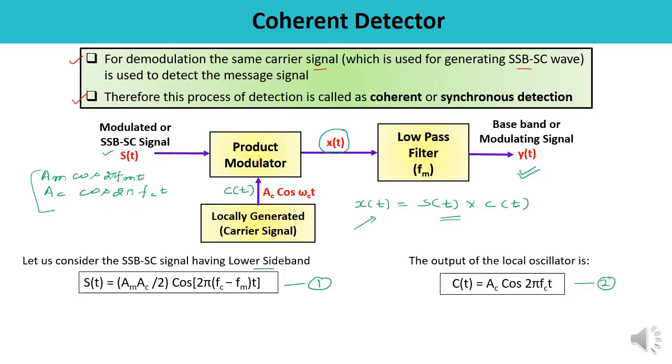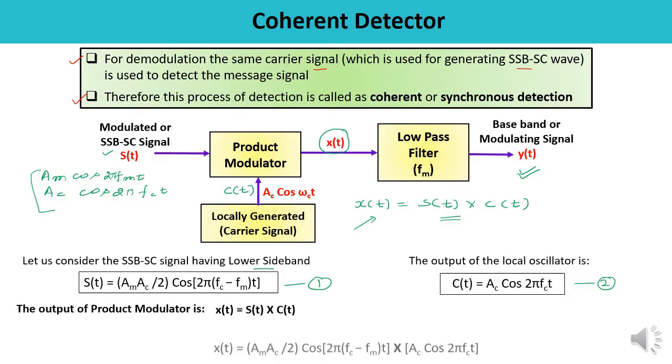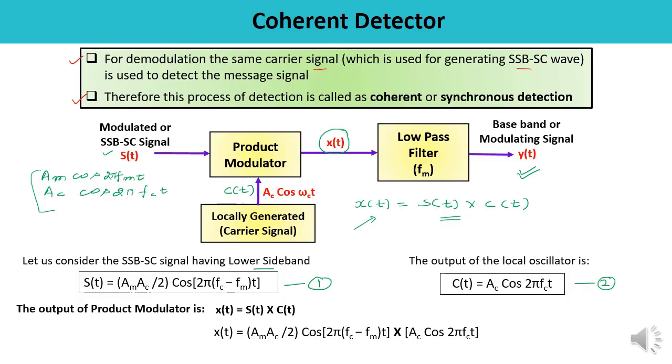Now let us calculate XT, which is the product of ST into CT. So calculate this particular term, multiply ST into CT. What you are getting over here? You are just substituting these terms: AM AC upon 2 into cos into AC. Now you have to simplify it, multiply it, and further simplification is required.